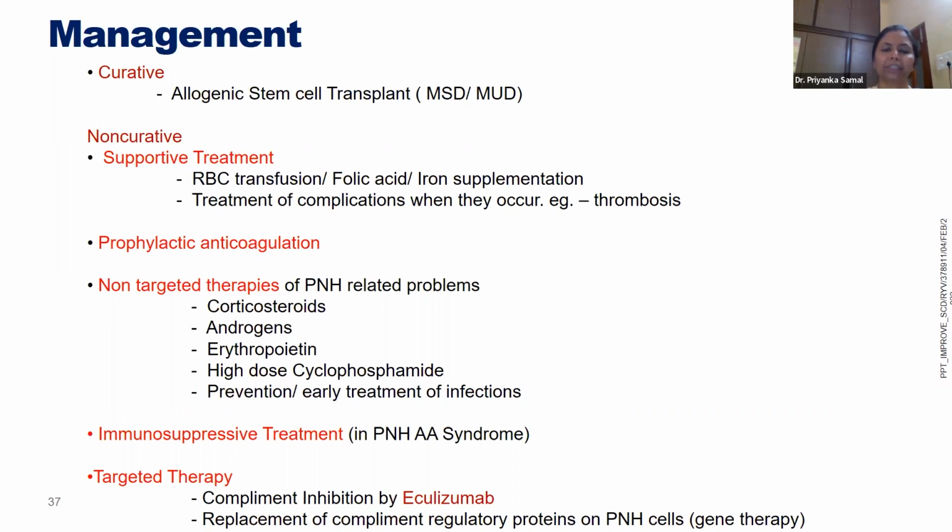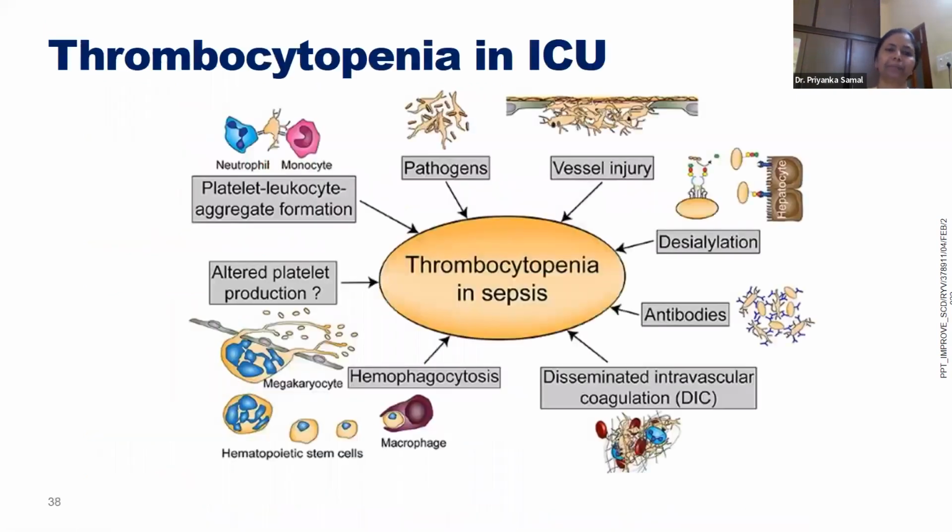Prophylactic anticoagulation is necessary for all the patients who have PNH clone in them. Non-targeted therapies like steroids, though not much of use, androgens, erythropoietin, high-dose cyclophosphamide, and prevention and treatment of infections are required to just alleviate some of the symptoms of the patients. Immunosuppressive therapy in patients who present with aplastic anemia syndrome, and targeted therapy, complement inhibition by eculizumab. The drug is still not available in India, but the Indian agencies are trying to procure it, and replacement of the complement regulatory proteins by gene therapy.